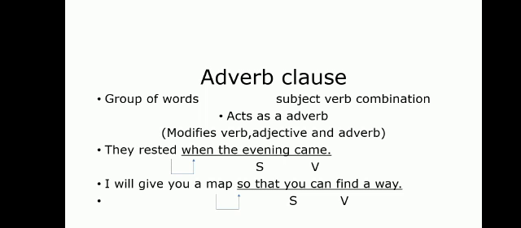Now come on to the next example. I will give you a map so that you can find a way. Now see, so that you can find a way. I will give you a map is an independent clause, and so that you can find a way is our dependent clause. This particular clause is modifying the word map. It is an adverb clause that is acting as an adverb.